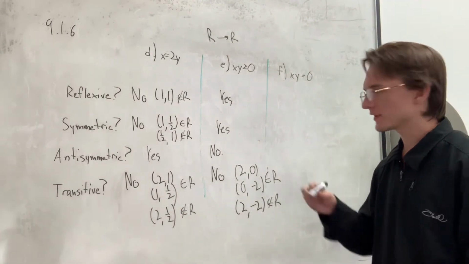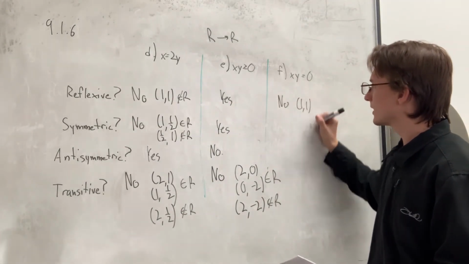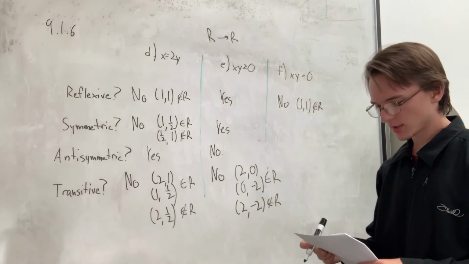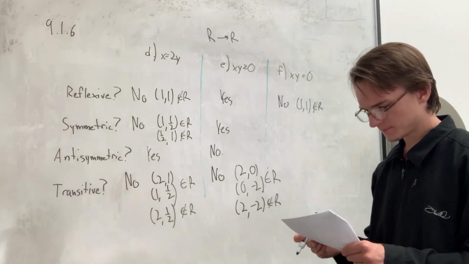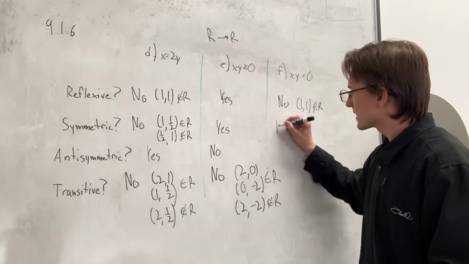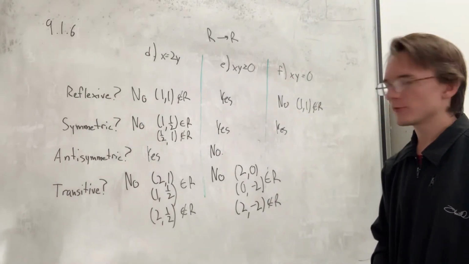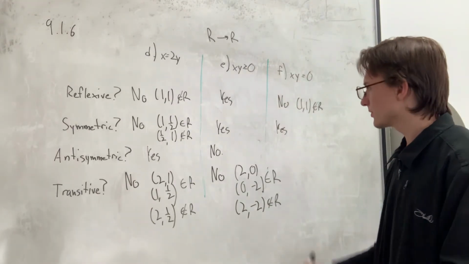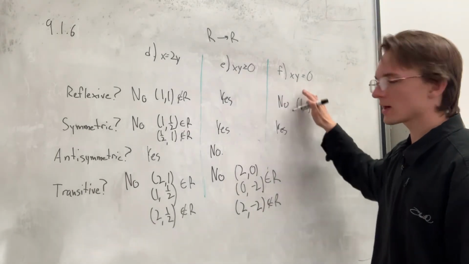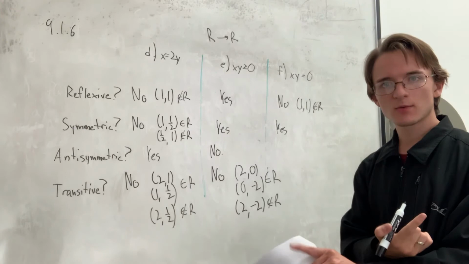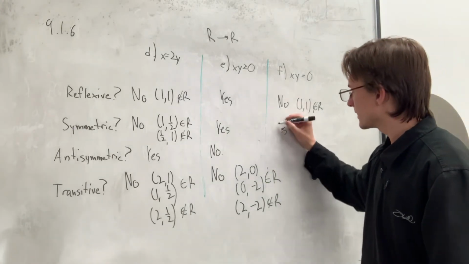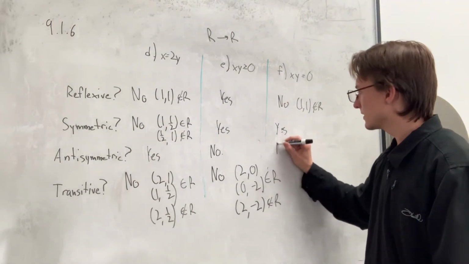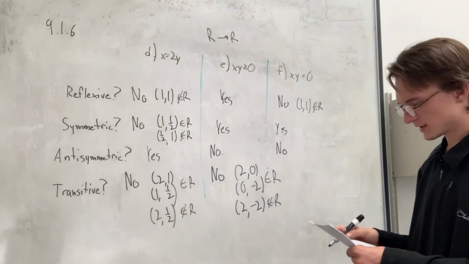F, x times y is equal to 0. No, it is clearly not reflexive. For example, (1, 1), 1 times 1 is not 0. Is it symmetric? Yes, actually. Right? So for example, if we have 2 times 0, then 0 times 2 would also be 0. So in any case, no matter what values you plug in for x and y such that this equation holds true, reversing x and y, the equation will also hold true. Yes. Is it antisymmetric? For the same reason it's symmetric, it is not antisymmetric.